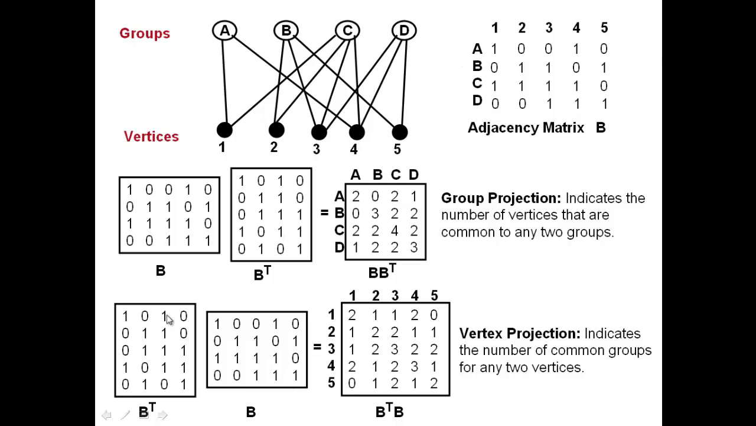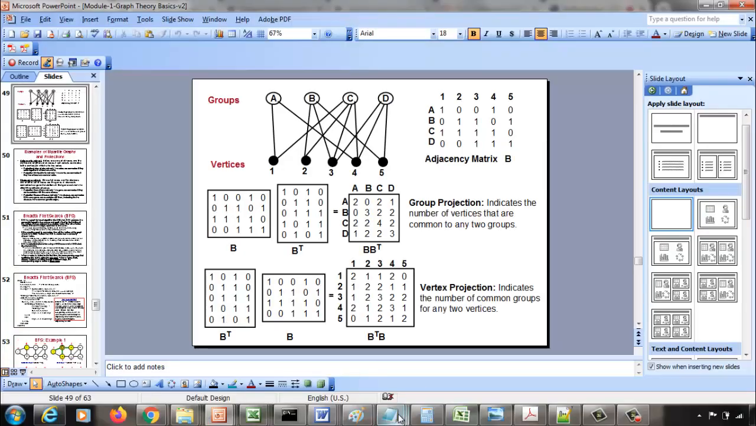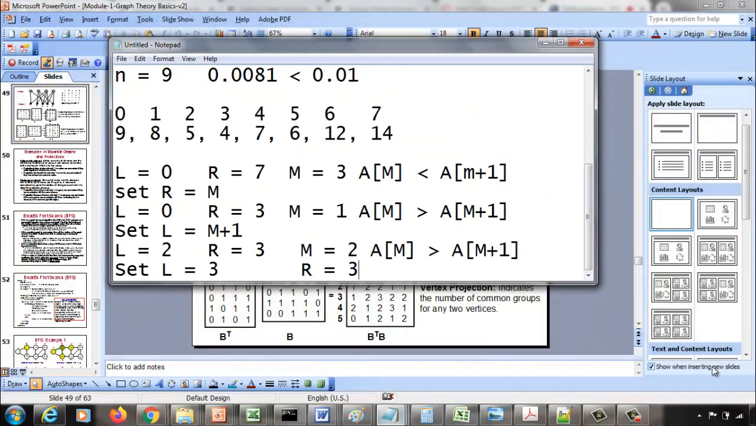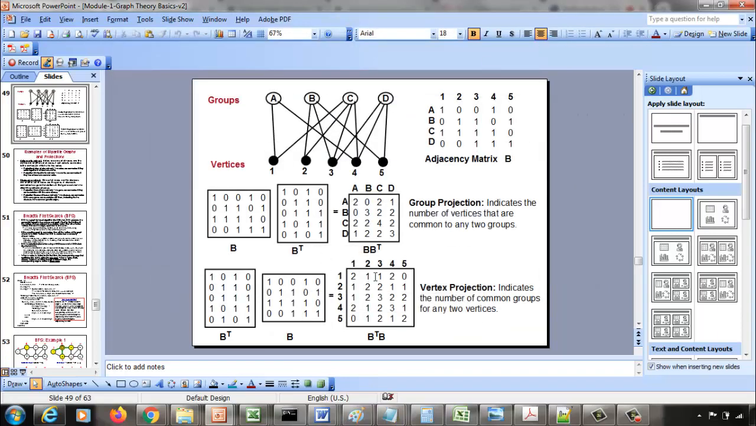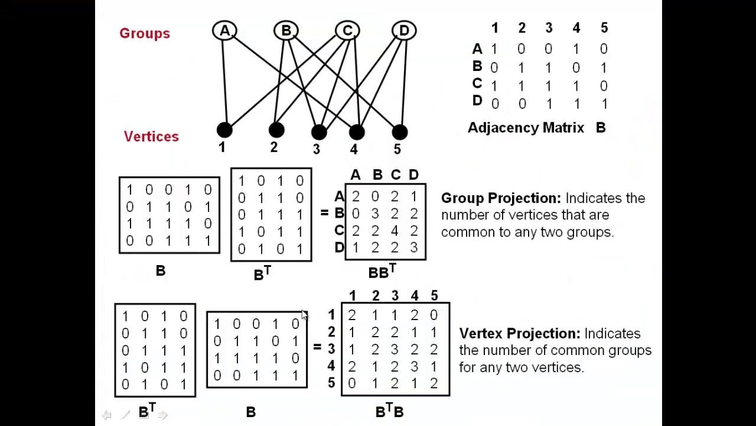So this is a 5 row 4 column matrix multiplied with a 4 row 5 column matrix. The product is going to be a 5 by 5 matrix, which corresponds to the 5 vertices we have. So the product matrix is going to be a square matrix with 5 rows and 5 columns.